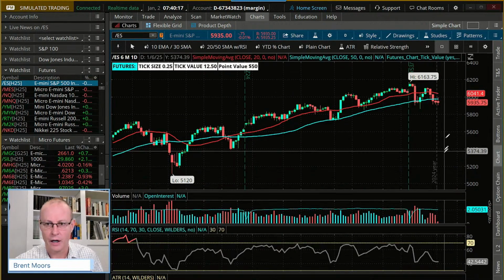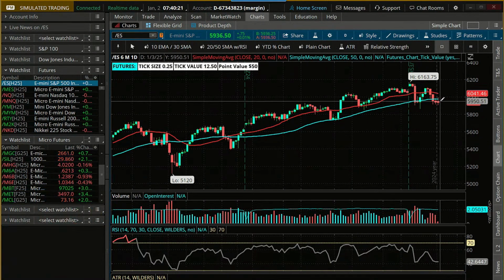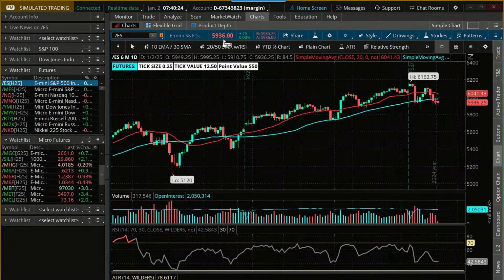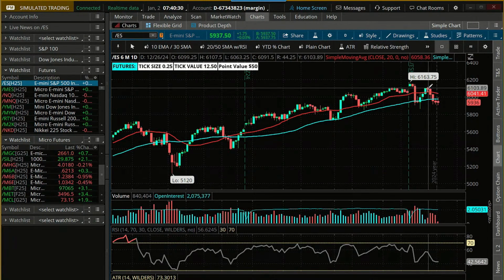Let's look at the chart here. Let's say the future were to go from the current price, which is 59.36, up to the recent high, which is right here. And we're going to say that high is 6107. I'm just going to take my calculator out. I'm going to take 6107, the recent high, subtract the current price, 59.36, is a 171 point move.